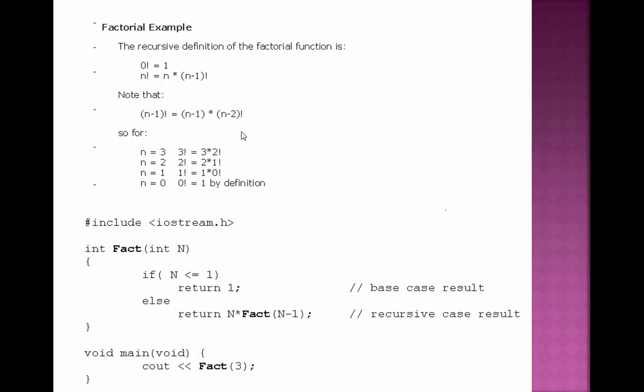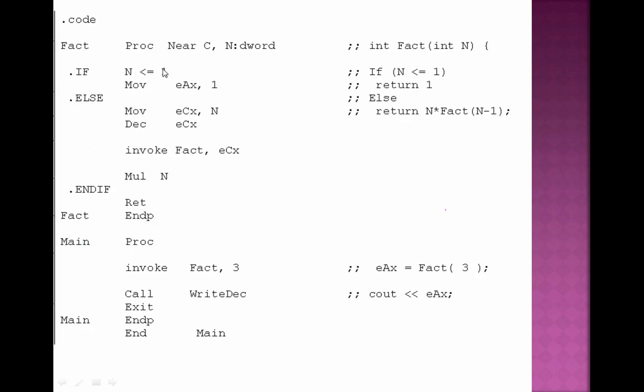This is the basic example, factorial example. This is the coding example. Then there is the assembly language code example.